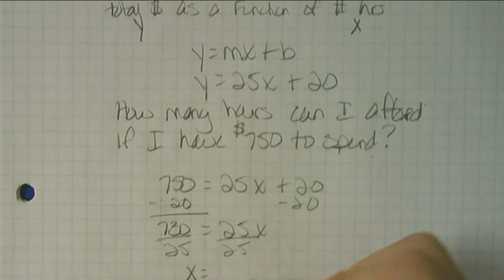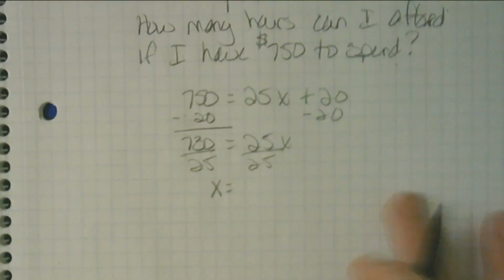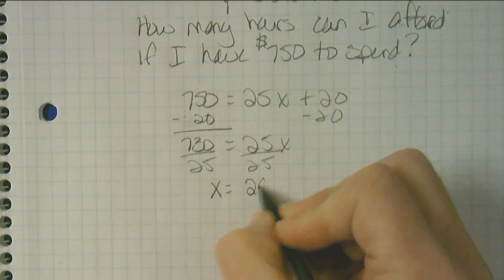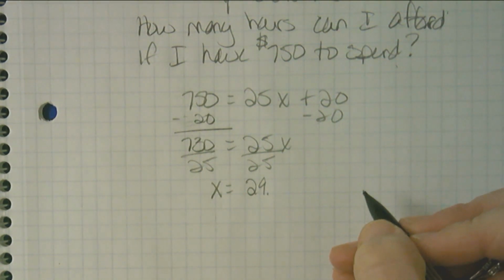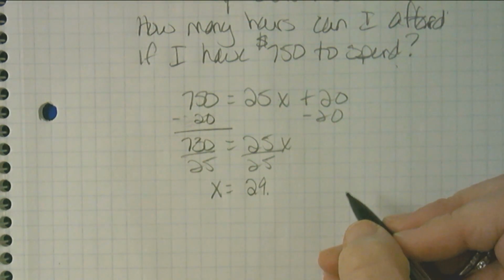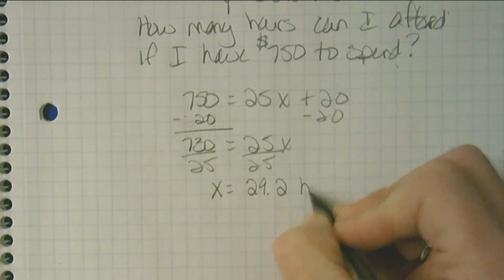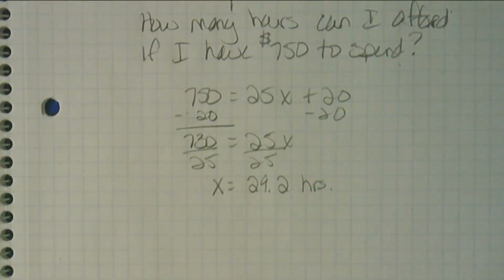What'd you guys get for an answer? Rita, what'd you get? What did you get for your answer? 29.2 hours. But what are you saying is your actual answer? Why not round it up? Yeah, I don't have enough money for 30 hours. I only have enough money for 29. So what does that mean I'm going to have left?